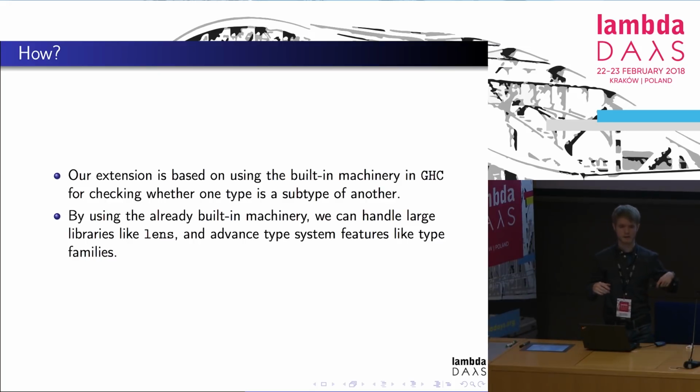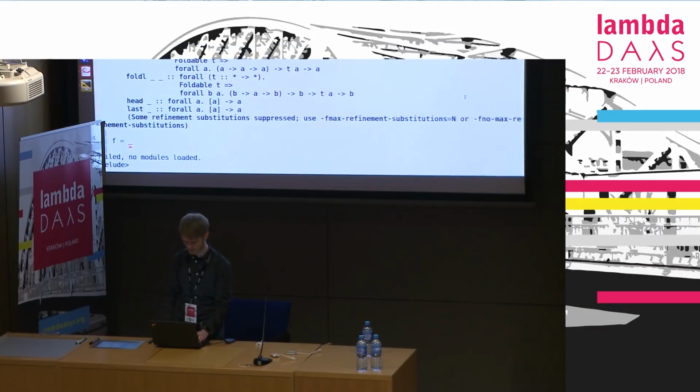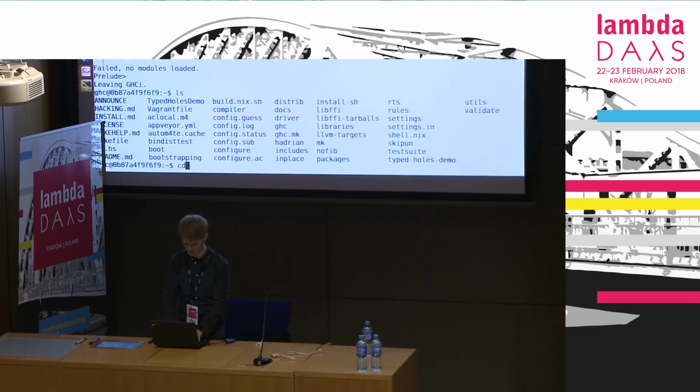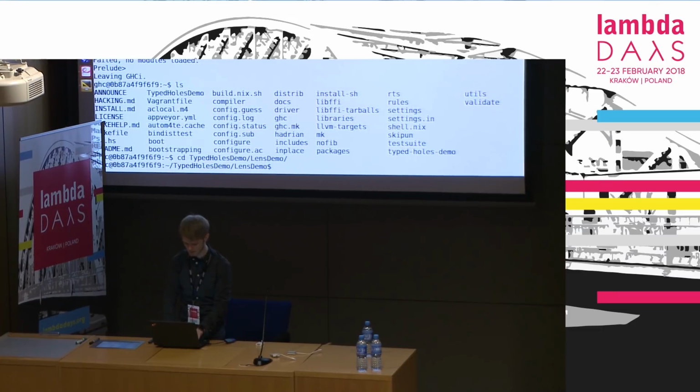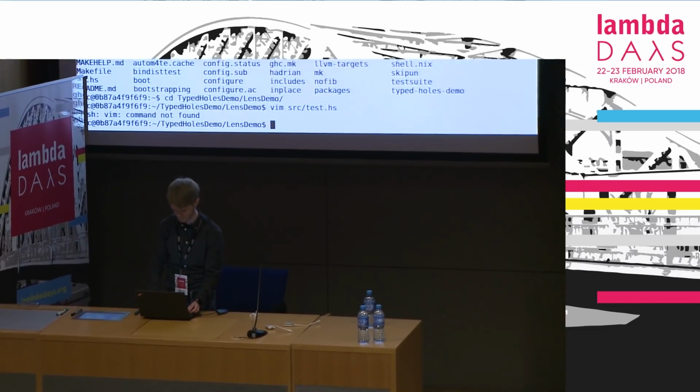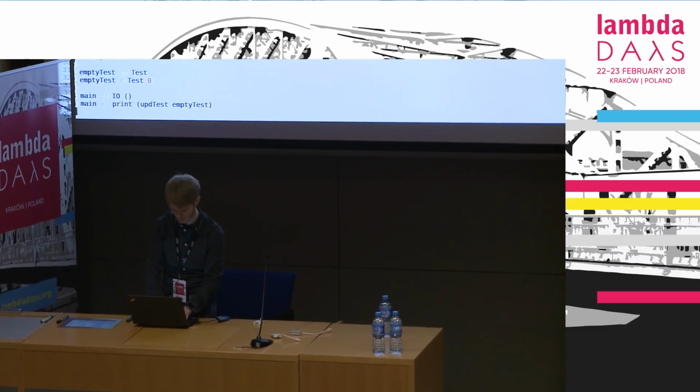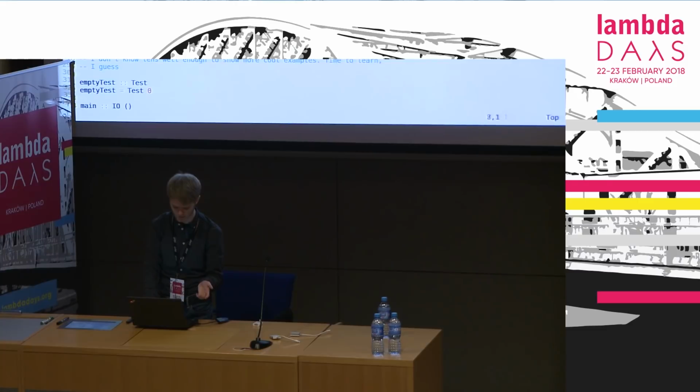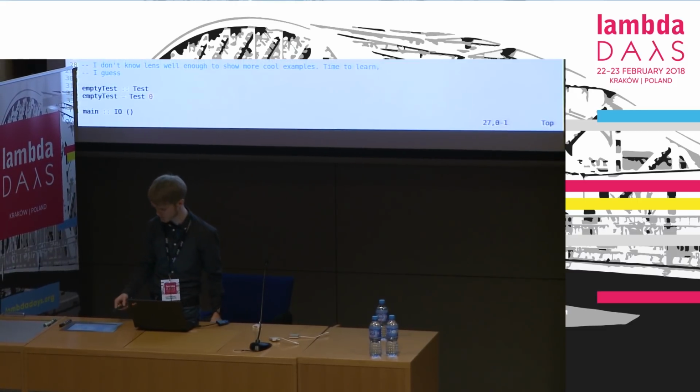So it's all based on the existing machinery inside GHC, which means that we can handle even hard things, not just toy examples like these, but things like lens, and we can do things with advanced type system features like type families. So I'm going to show you an example of that. Going into the typed holes, here I have a module implemented, and it's using the lens library, which is everyone's favorite library, of course.